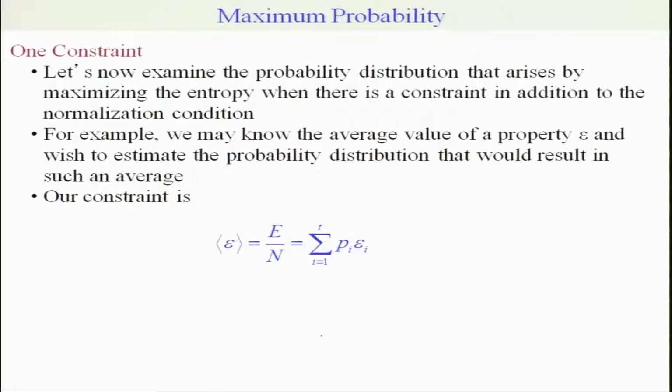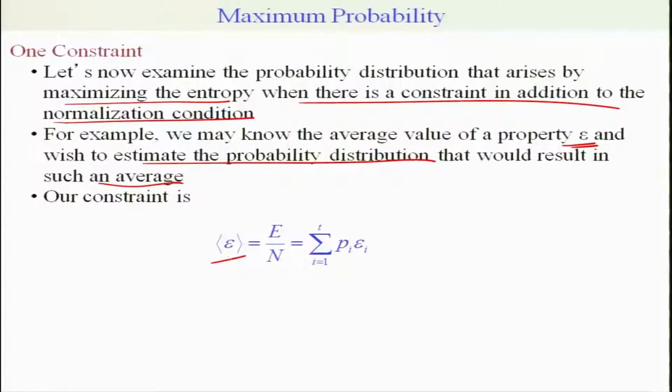So we can extend this exercise. Now instead of considering without any constraint, we consider with one constraint. So let us examine the probability distribution that arises by maximizing the entropy when there is a constraint in addition to the normalization condition. So what is the constraint? Well, let's say we are aware of an average property of energy, and we wish to estimate the probability distribution that would result in such an average.